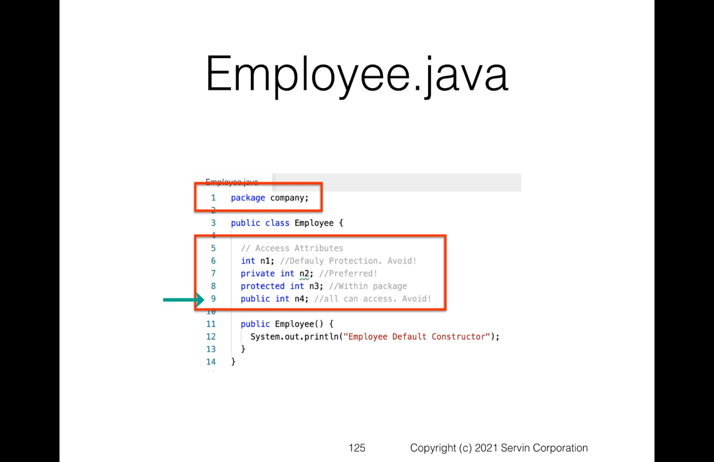And at line number 9, public. This is the one you probably want to avoid the most because public means anyone can access it at any time. And generally it's considered bad practice to have public variables that can be changed without going through some type of method. But these are the 3 you want to know: private, protected, and public.